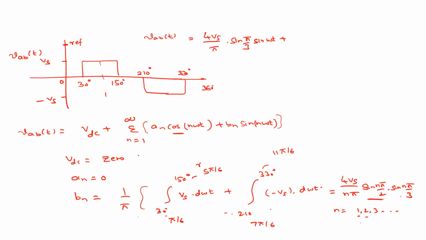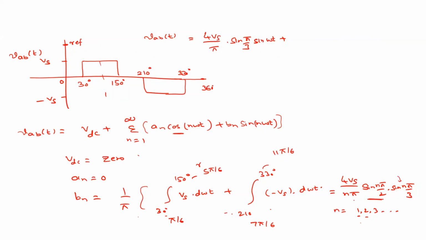Next we have n equal to 3. Here it is 4 Vs by 3 pi, sine 3 pi by 2 into sine 3 pi by 3. Now 3 pi by 3 is again sine pi, so its value is 0. That means the second order and third order harmonics are eliminated, and the fourth order is also eliminated.